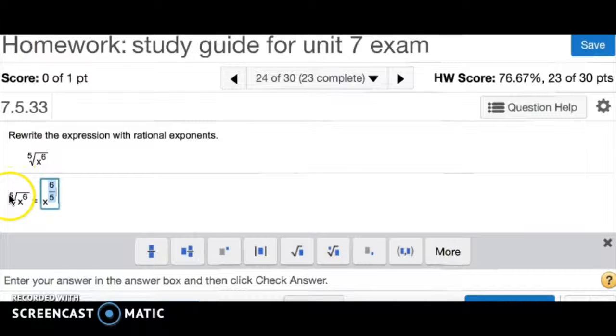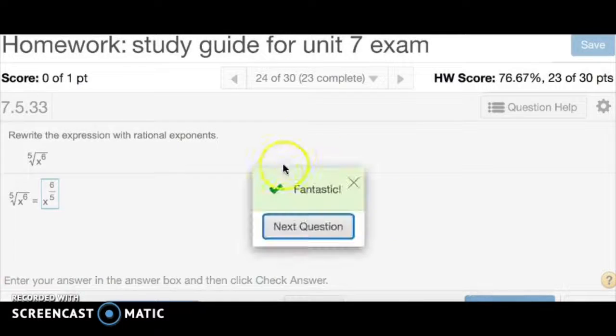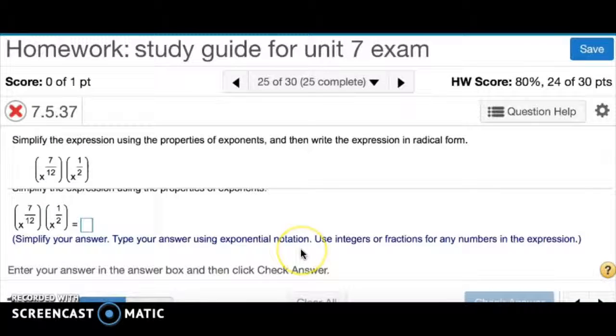This is fifth root, and x is being raised to the 6th power, so this is my answer. That's number 24. Okay, number 25.